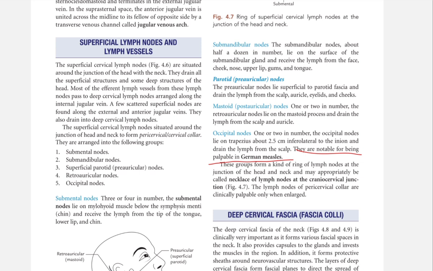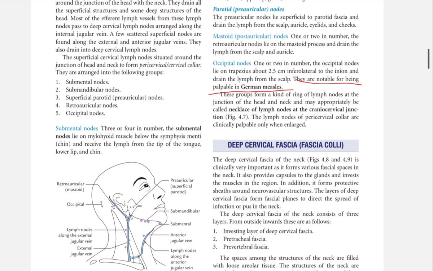Parotid nodes, the preauricular nodes, lie superficial to parotid fascia and drain the lymph from scalp, auricle, eyelids and cheeks. Mastoid nodes, 1 or 2 in number. The retroauricular nodes lie on the mastoid process and drain the lymph from the scalp and auricle. Occipital nodes, 1 or 2 in number. The occipital nodes lie on trapezius about 2.5 cm inferolateral to inion and drain the lymph from the scalp.